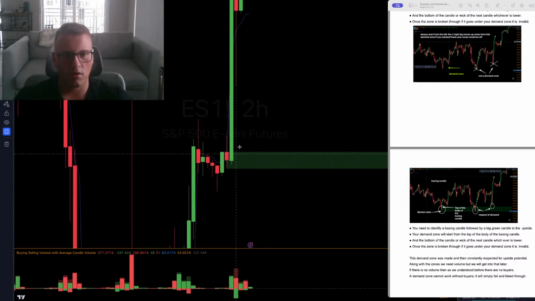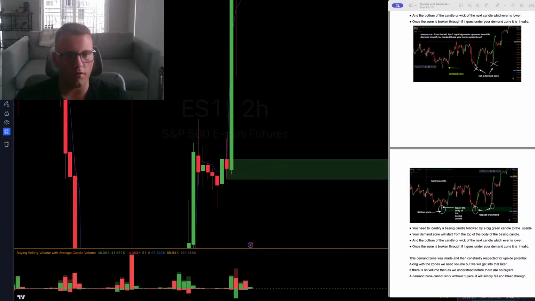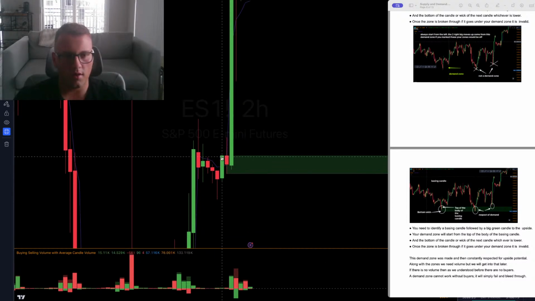Rally, base, rally. This move, again, after hours, I don't care about this move. There wasn't enough orders filled. This basing and then this news move is what I care about most. There's a minimum amount of points.